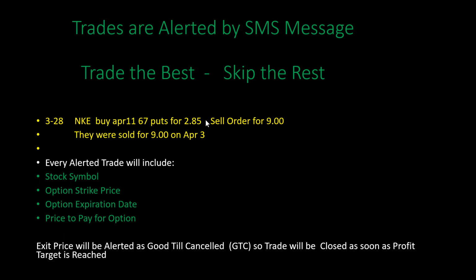Then once we decided when we were going to sell it, you get another alert that repeats what we did, and then it's going to have a sell order for $9, and then there'll be another one that will say, okay, they were sold on April 3rd for $9. That's what the alerts are going to look like. So you'll get an entry alert, you get at least one exit alert, and if the exit order has to be changed, either raise the price or lower the price, you'll get an alert for that as well. Right, so you're going to get the stock symbol, the strike price, the option's expiration date, and the price to pay for the option. That's all you really need.